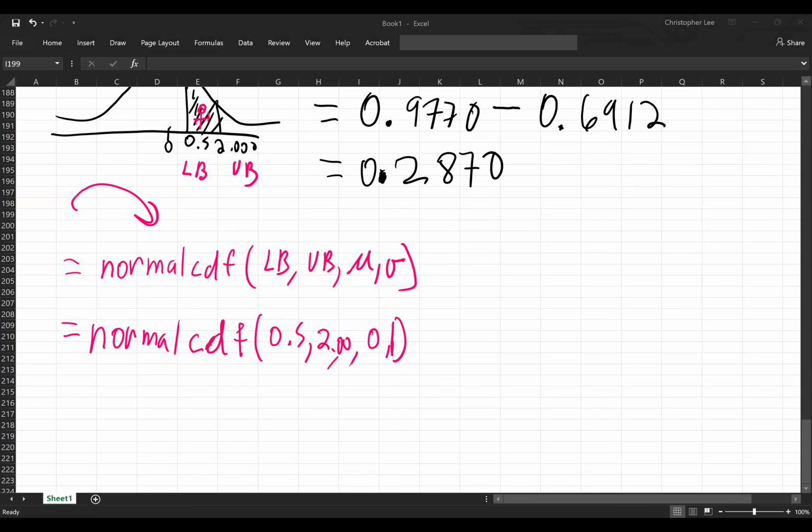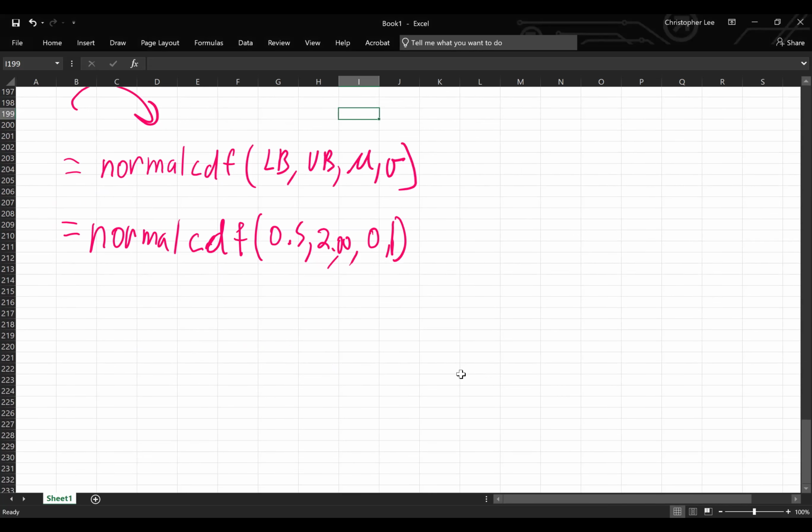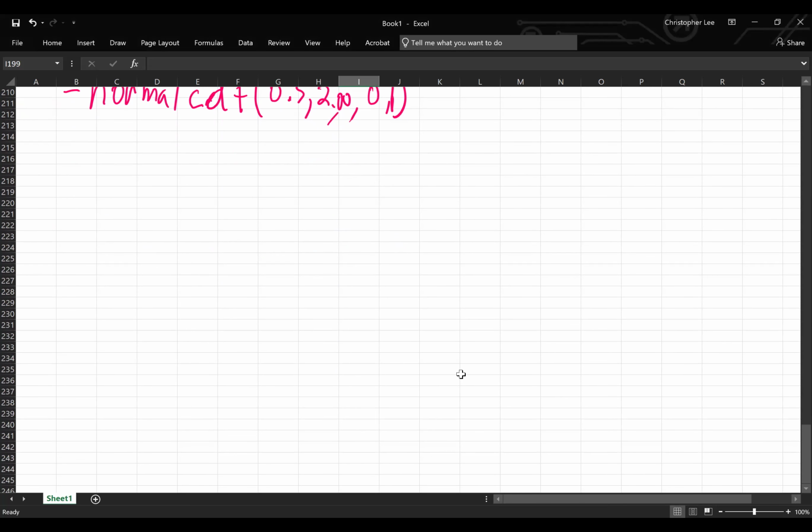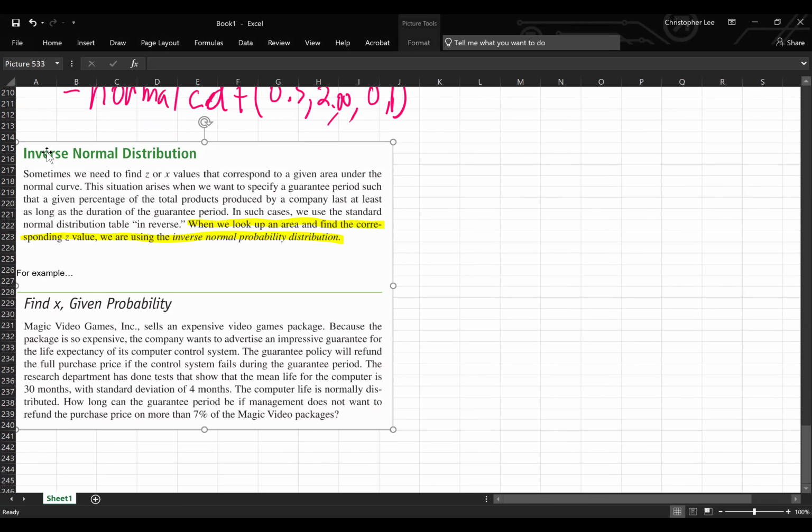All right. So enough of all that. I think we get the idea. Let's jump to a new topic. And yes, you can do this in the calculator.